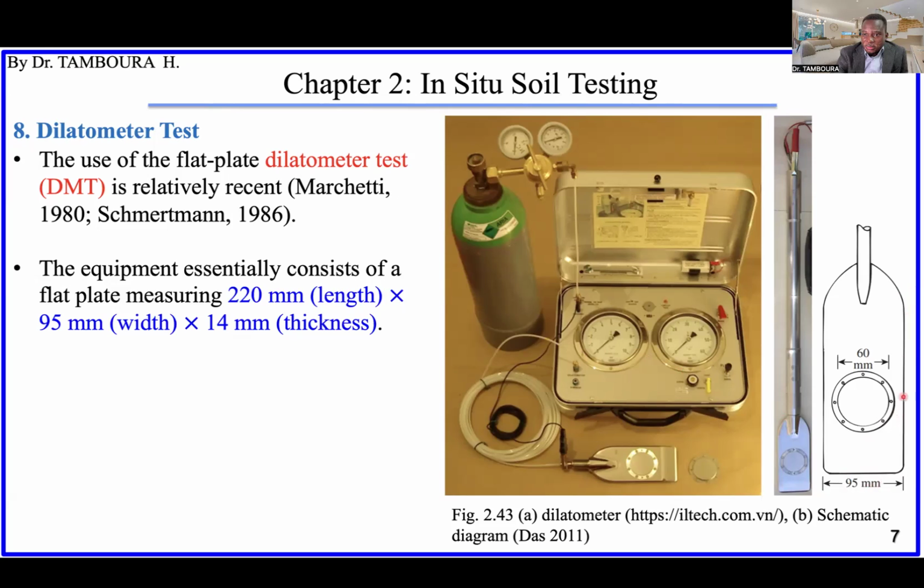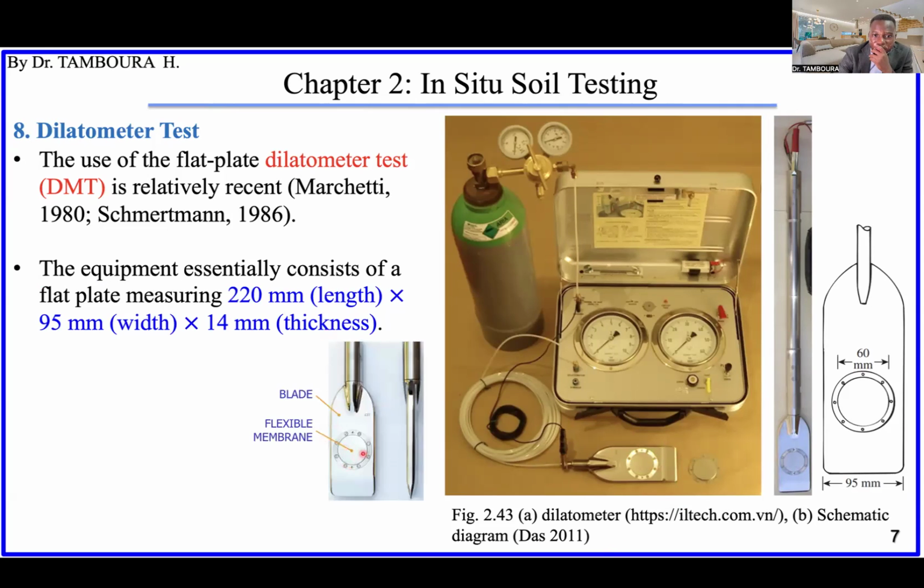You can see these dimensions here. The length is about 22 centimeters, and the width is 9.5 centimeters. The thickness of the blade is like that. If I present this face, and you turn it, you can see this side, and it allows you to judge the thickness. So the thickness is 1.4 centimeters.